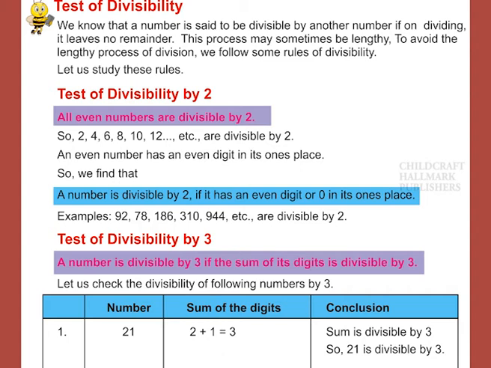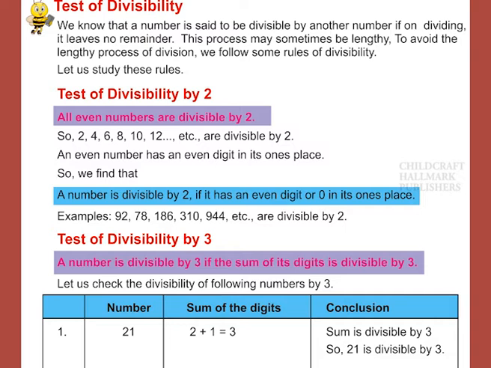Test of divisibility. We know that a number is said to be divisible by another number if on dividing it leaves no remainder. This process may sometimes be lengthy. To avoid the lengthy process of division, we follow some rules of divisibility. Let's study these rules.